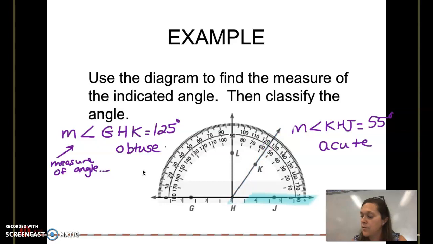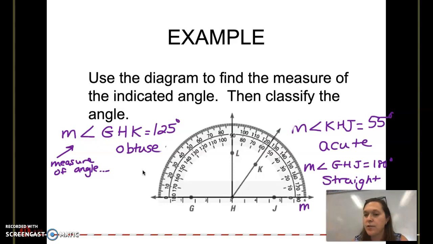All right, let's do two more. Can you find the measure of angle GHJ? Did you say that's 180 degrees? G through H to J is just that straight line. How would we classify it? Straight.